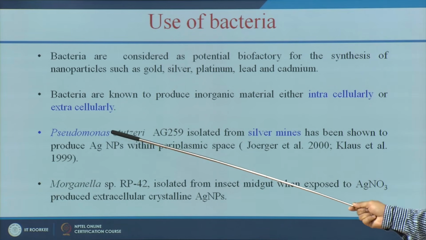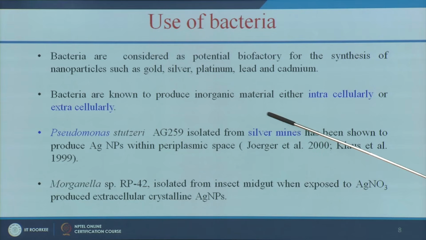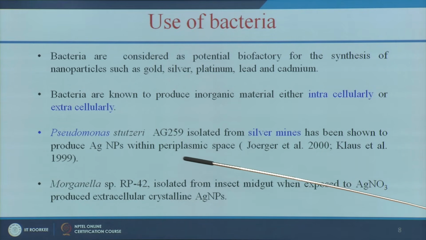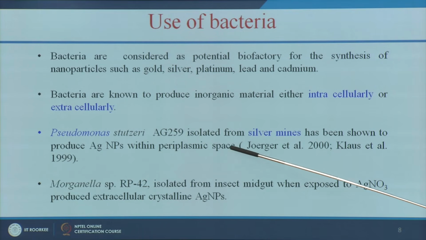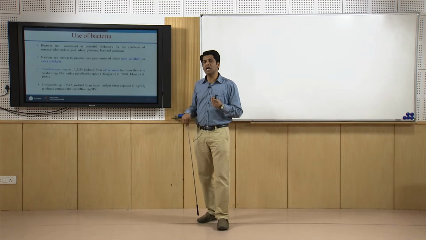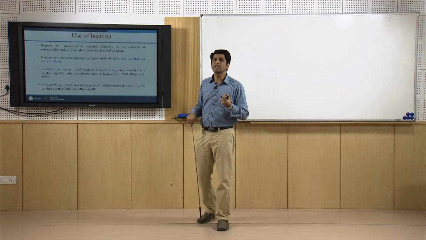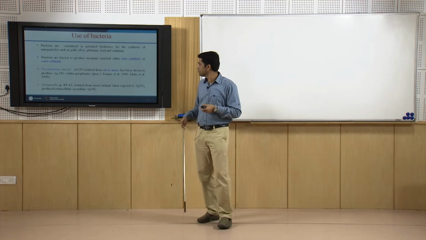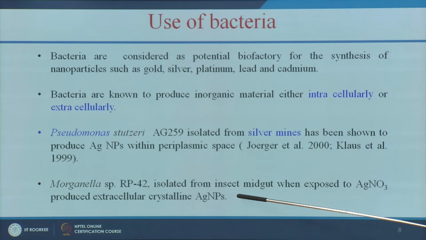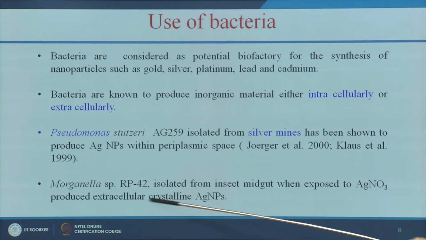The Pseudomonas bacteria were isolated from silver mines. It has the capacity to convert silver nitrate into silver nanoparticles, and it synthesizes the nanoparticles in the periplasmic space of the bacteria. From this you can get an idea. You can also collect some soil sample near a copper industry or some other metal based industry. Those soil samples may have some bacteria which can convert copper into copper nanoparticles. Another example is Morganella species bacteria. They isolated this bacteria from the insect midgut and it is able to secrete nanoparticles extracellularly.